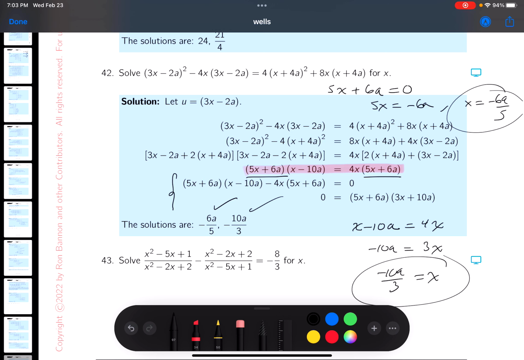Again, over here, I want to point out what I did over here. Instead, I used the zero product rule, subtracted 4x times 5x plus 6a, factored the problem, and I got this over here. I'm really saying the same exact thing, by the way. No difference, all right? Stuff that we've seen before, stuff that we're familiar with.